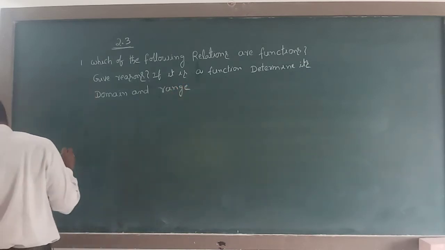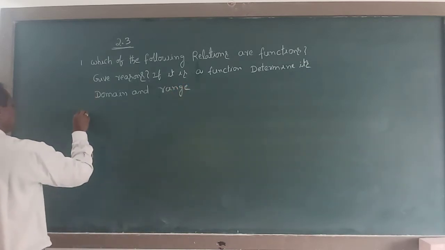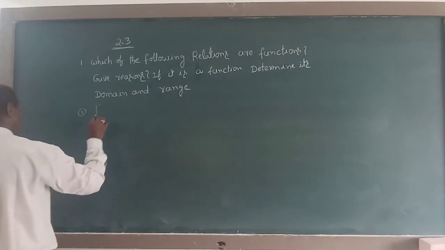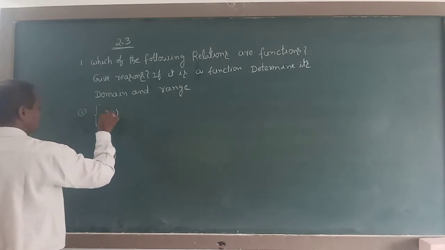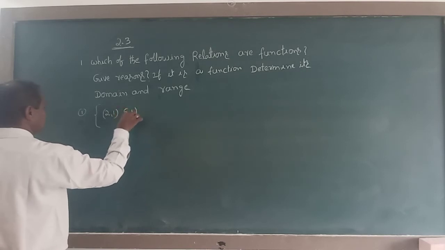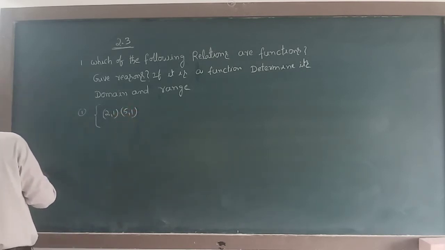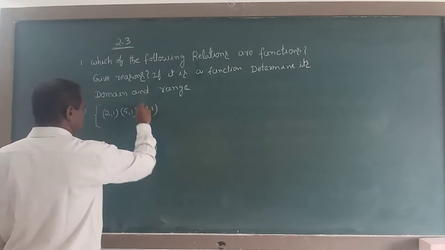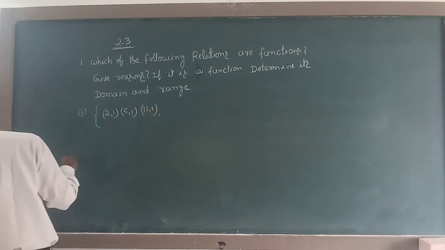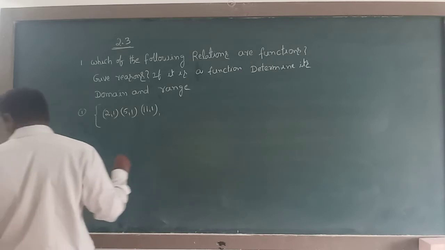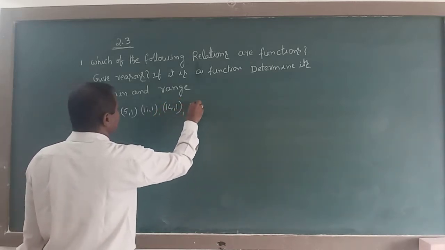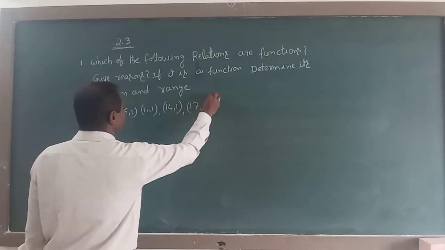Number one, sub question: the ordered pairs (2, 1), (5, 1), (11, 1), (14, 1) and (17, 1). Is it a function or not?